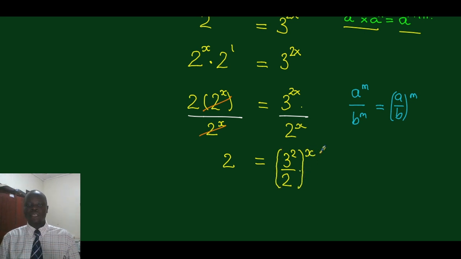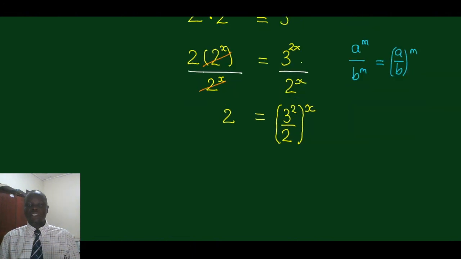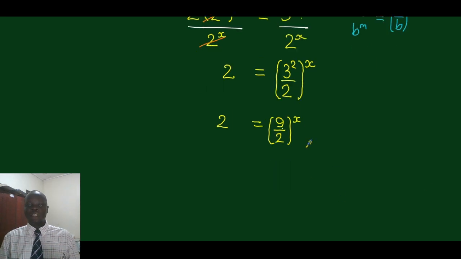x. Now what is inside this bracket can be simplified further, where 3 squared is 9, over 2 to the power of x. Again, if you wish, you can make this a decimal, and let's do that. This is just 4.5 exponent x equals 2.